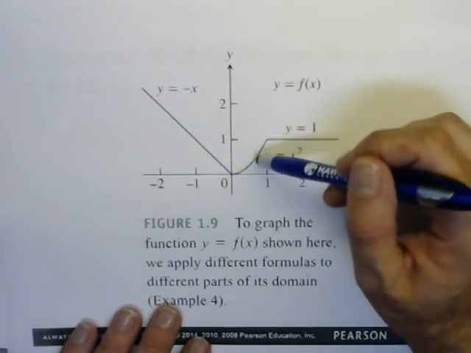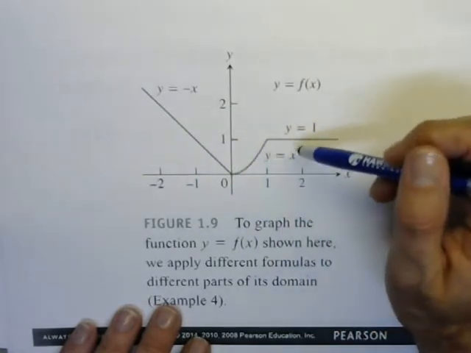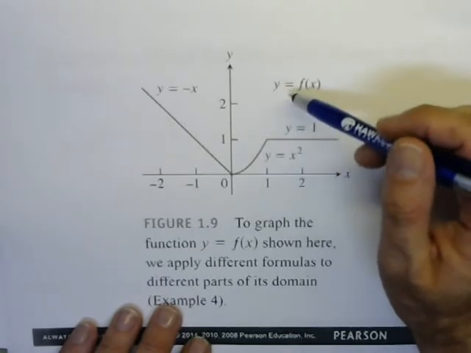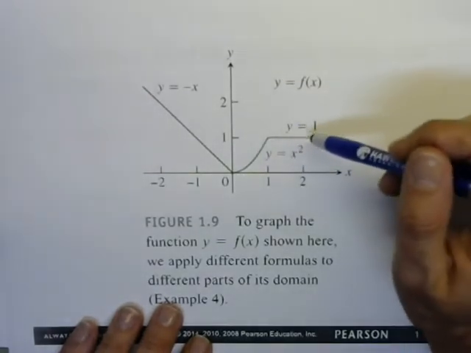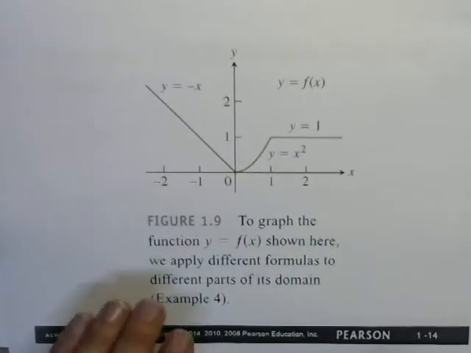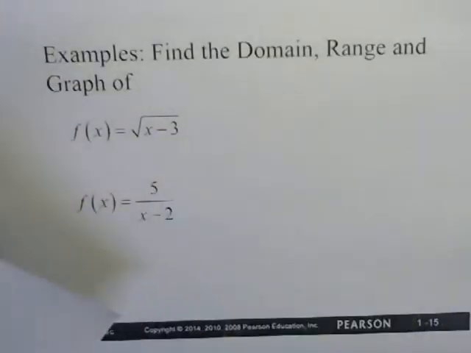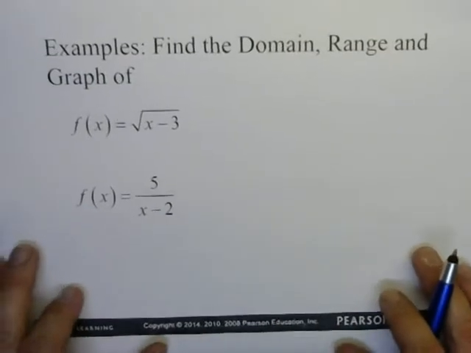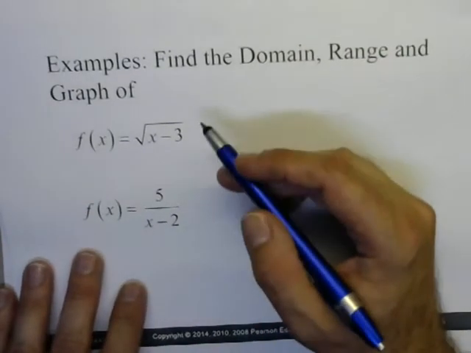Then between 0 and 1, the graph has the behavior of y is equal to x squared. And then after that, to the right, forever, you get the function of y is equal to 1. We'll come back and take a look at those later. But let's look at maybe some examples finding the domain and range of a function and graphing it.